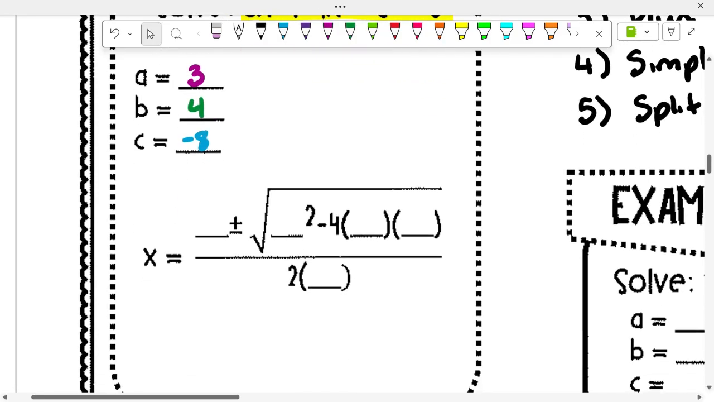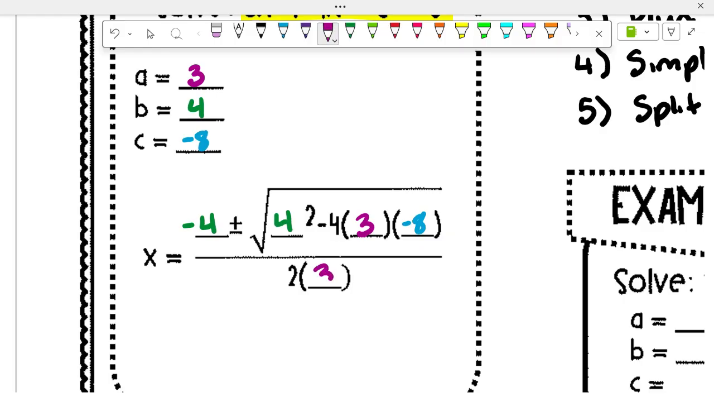All right, so if I was to put this in, what's the first thing I would put here? I'll put a 4, that's the B, but what has to happen to that B? Has to be negative. So we have -4, plus or minus, what goes with the square? 4 again, because it's B squared. -4 times what? A, which is 3, and then C, which is negative 8, all over what? 2 times 3, which is A.